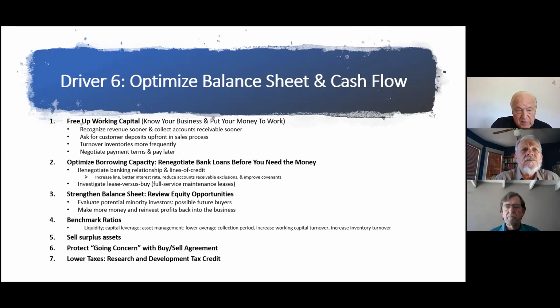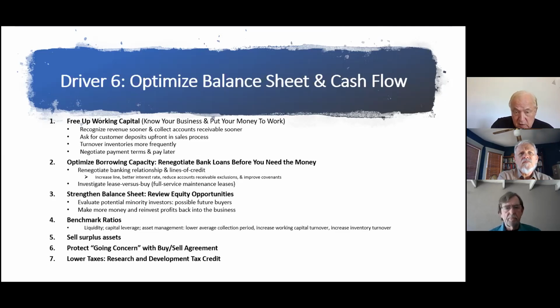And a lot of these ratios compare not only the balance sheet, but they compare it to the income statement. And those ratios need to be calculated every month, and you need to understand them. They're basically in three categories. One is liquidity. The second one is capital leverage. And the third one is asset management. And asset management is particularly important when you're evaluating management.